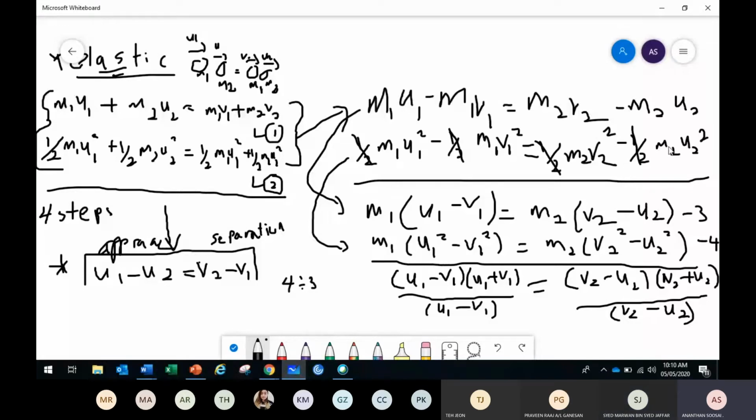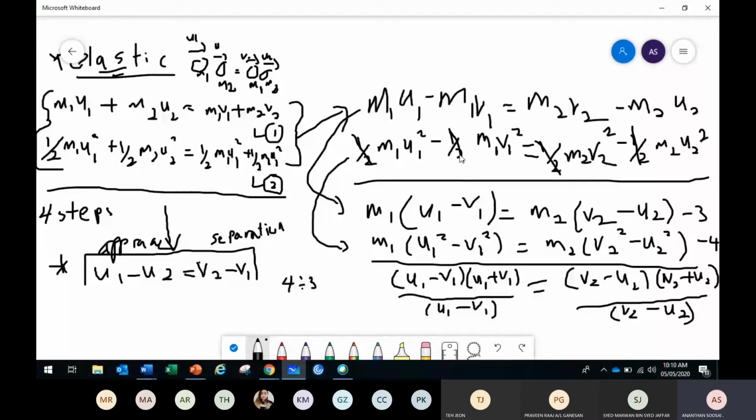So the next line, what I'm trying to do, I factorize the M1 out. You see, the M1 I just take out, so inside is U1 minus V1. Last time it was M1 U1 minus M1 V1. Now M1 I take out, so it becomes U1 minus V1. Same thing on the right, I factorize the M2 out, so it becomes V2 minus U2.